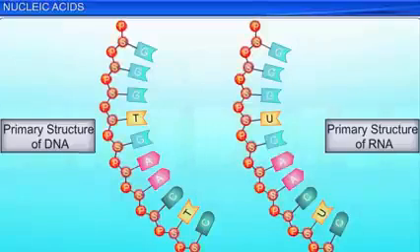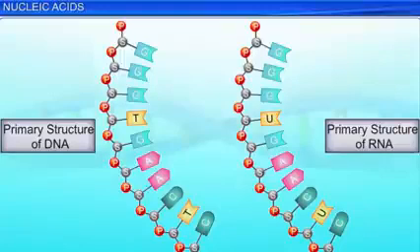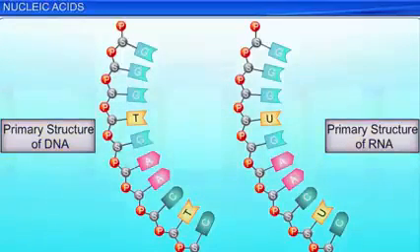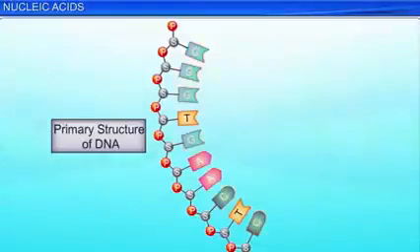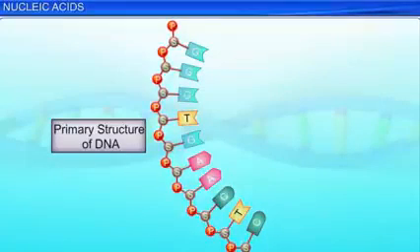The sequence of nucleotides in the chain of a nucleic acid is the primary structure of the nucleic acid, DNA or RNA. The sequence in which the 4 nitrogen bases are attached to the sugar phosphate backbone of a DNA strand is called the primary structure of DNA.